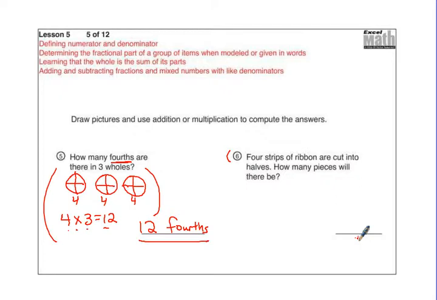Okay, it says 4 strips of bacon are cut into halves. How many pieces will there be? So here's a strip, strip, strip, strip.